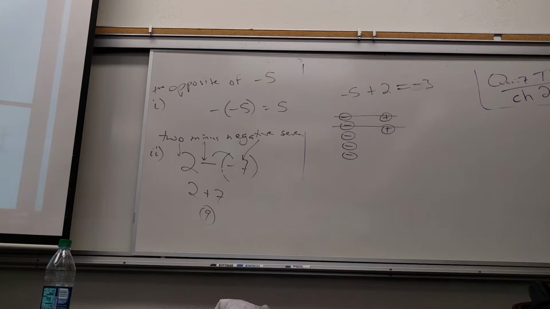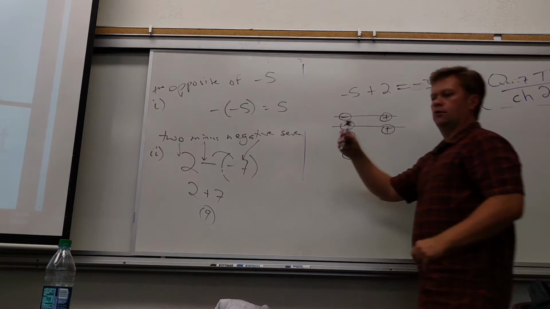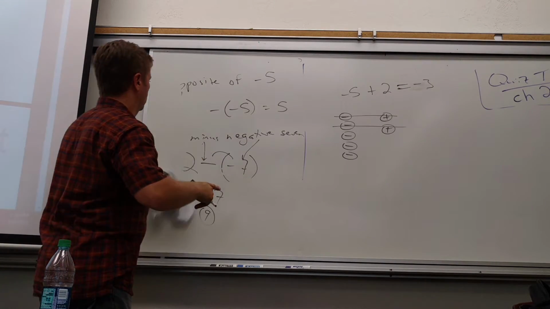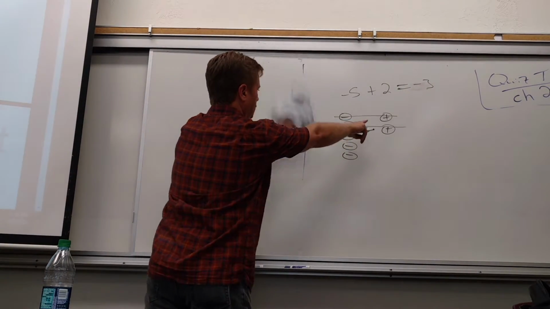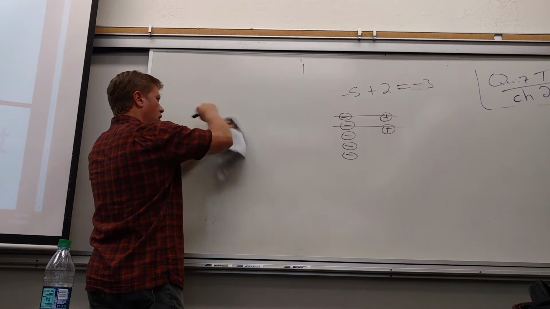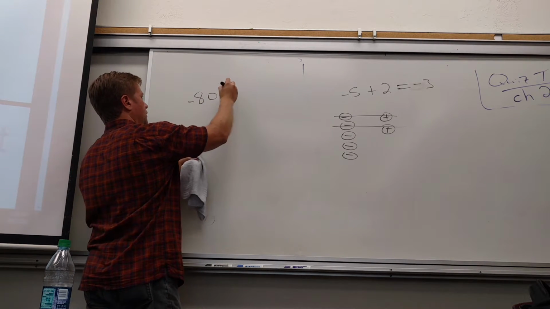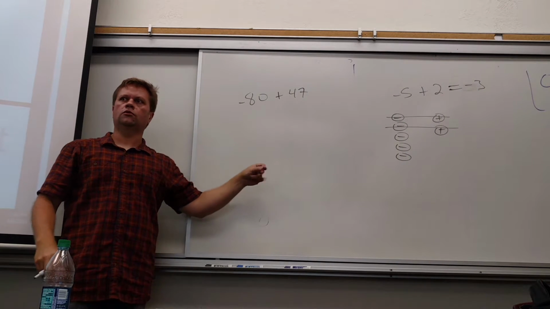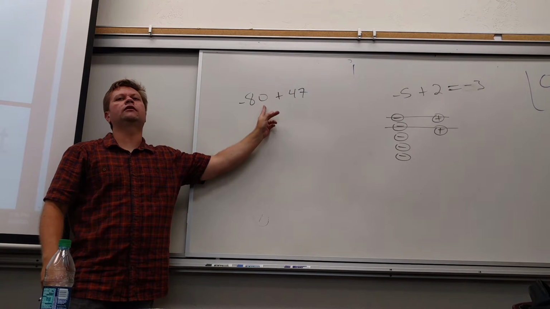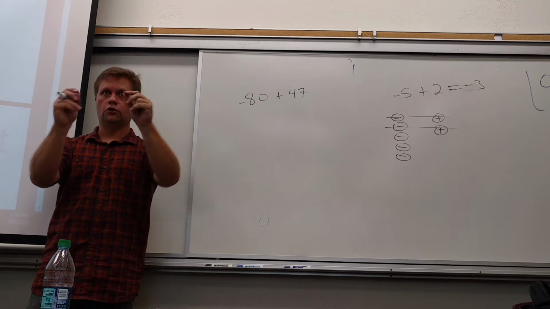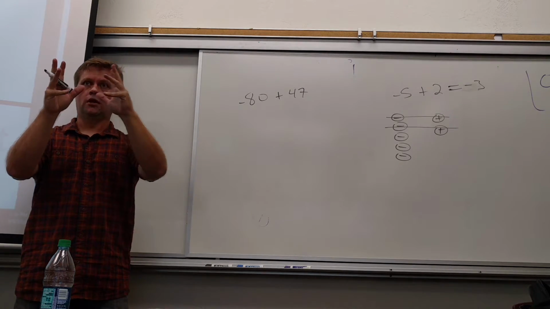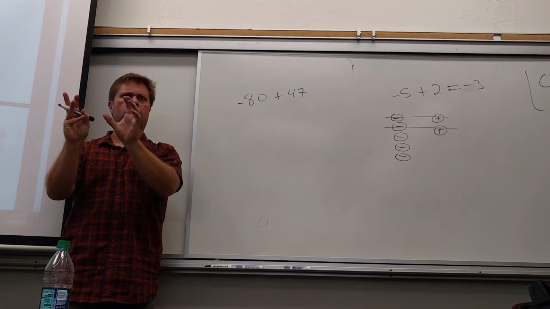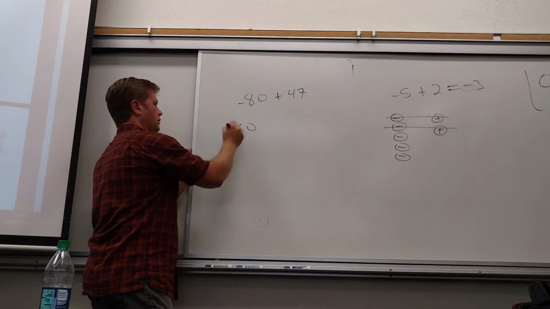If you wanted to try to do it this way with this problem here, are you good? Look at this problem here: -80 plus 47. I don't want to draw 80 negatives. So do exactly what I told you. They are different signs, so what do I want to do with the numbers? Subtract.